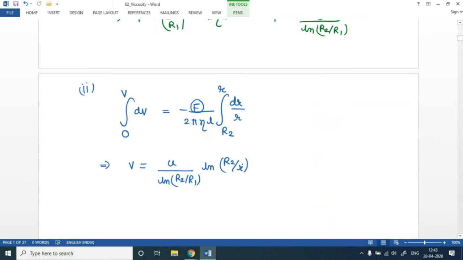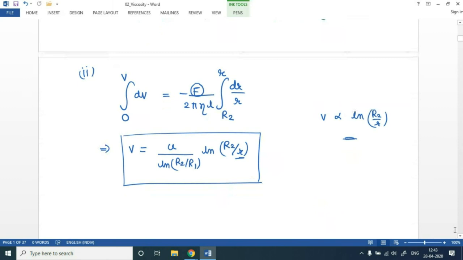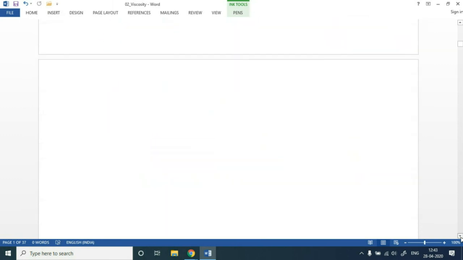So now you see, this is the velocity profile, which is a function of r over here. So that is the answer for the second part as well. Here you can see velocity is directly proportional to something like 1 by ln(r2 by r), so that is a complicated profile. Anyways, we were required to find this expression, which we have got. Now let's move on to the next problem.